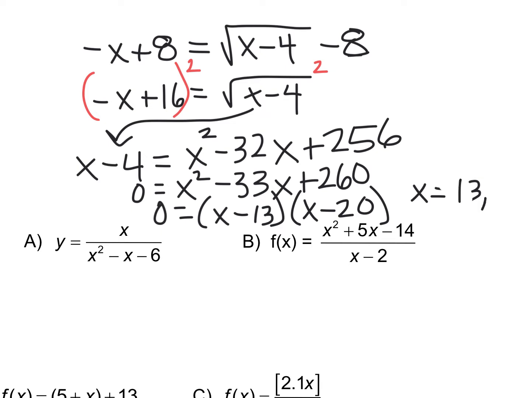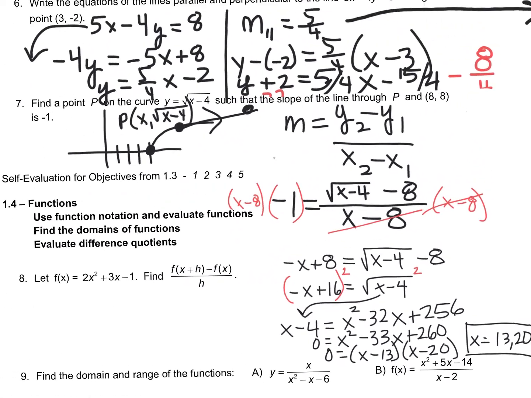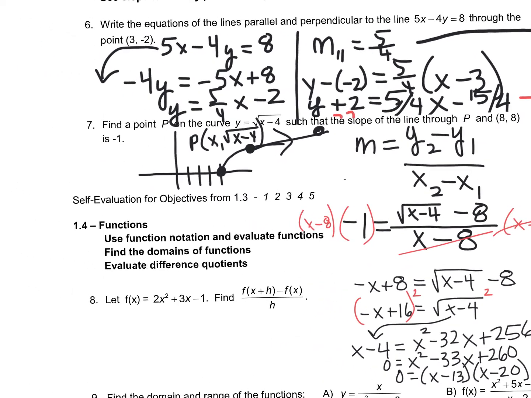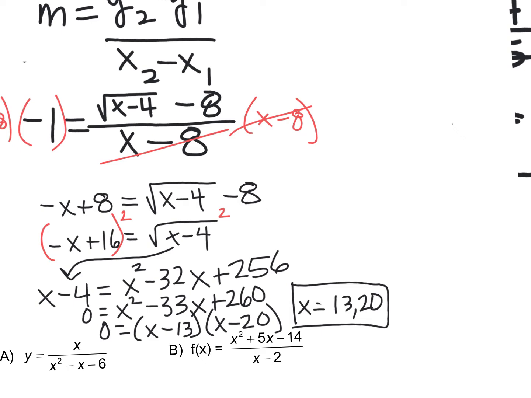13 and 20. Let's go back to what we're looking at here. Find a point P on the curve. So we got x equals 13. Well, now we got 2 points, 13 and 20. So I think we do 13, and then we plug it into that root x minus 4. If I plug 13 in to get the y value, root 9 gives us 3, so we got that point.